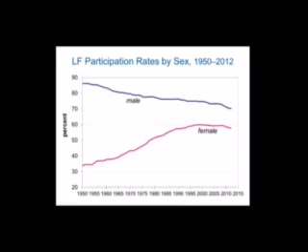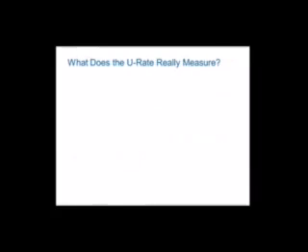This is how labor force participation rate has changed over time. For women, it increased from the 1960s till about 1995, and then it stabilized, and we have been seeing it fall over time. Same thing we see with males: the labor force participation rate has been falling over time. So fewer people, as a proportion, are actually working or looking for a job.